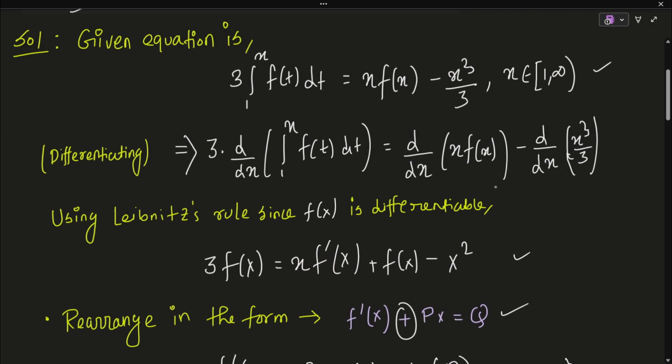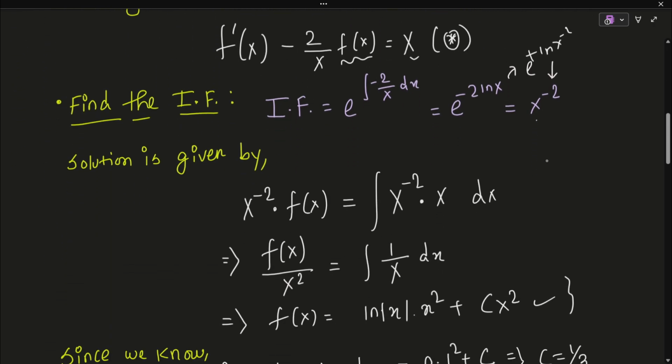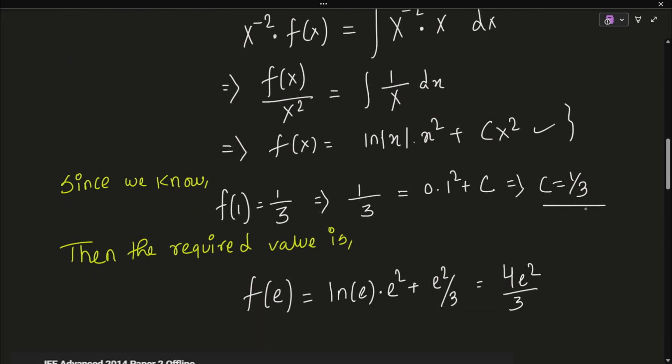And then you simply have this. Now remember that you had f(1) equals 1 by 3, the initial value was given, and thus from that we can simply find out c is 1 by 3 and then put the value to get f(e) is 4e squared by 3. Easy, right? So even JEE Advanced questions are way too easy once you know what to do.